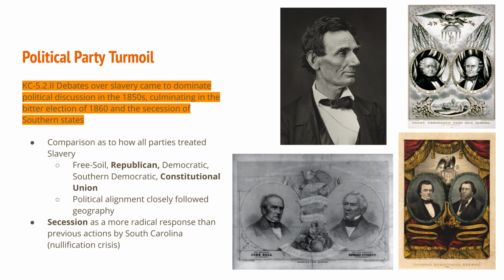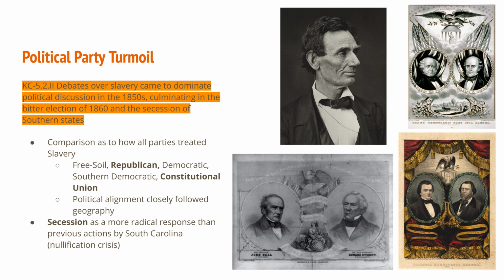And these political alignments were closely followed by their geography. So in the North, you had more Republicans and very few Republicans in the South. Democrats were all over, but the Southern Democratic Party obviously was based in the South, in the Deep South. And the Constitutional Union Party in the 1860 election, they win a lot of the border states, a lot of the middle states in which people would be split on the issue of slavery.